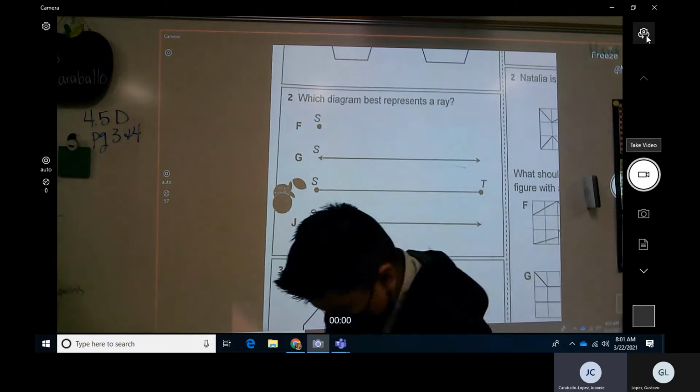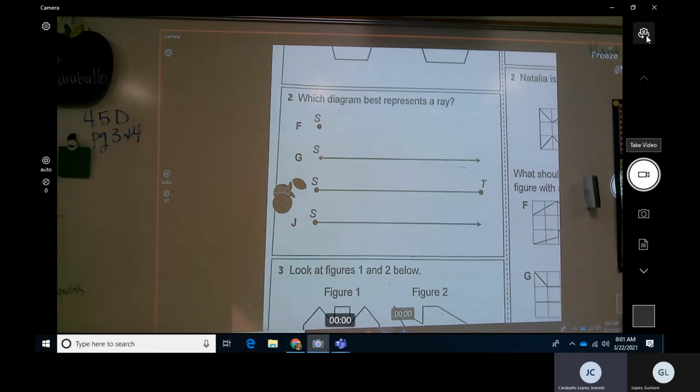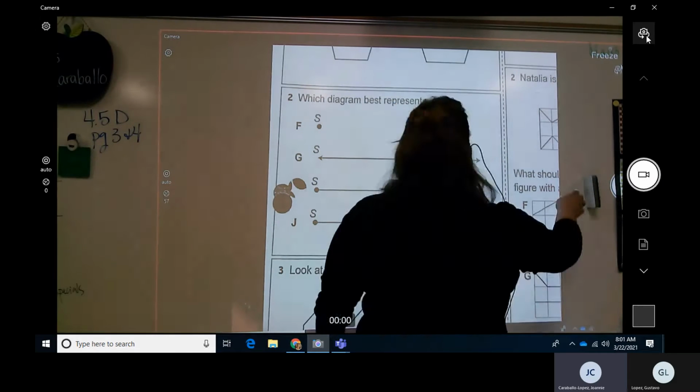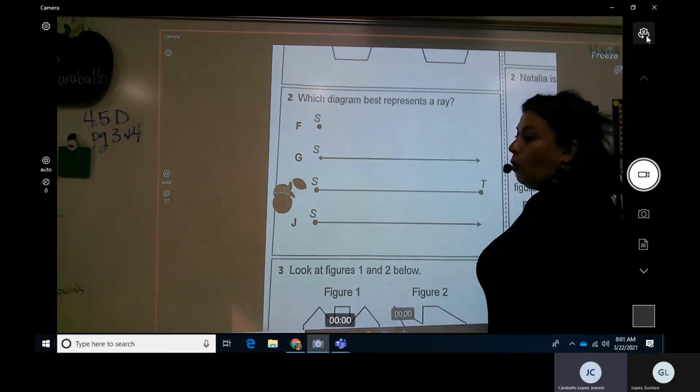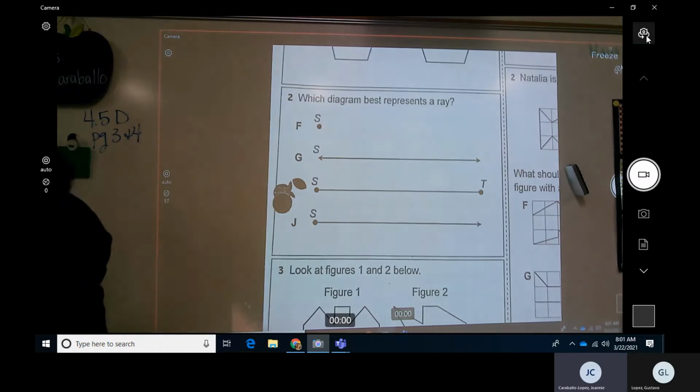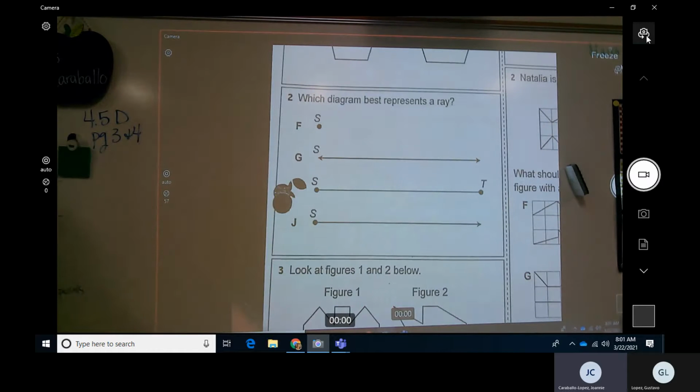All right, so you'll probably need your page from 753, because this is asking you what diagram best represents a ray? So if you look at page 753 in your book, what do you notice? From the page that you ripped out, do you have an example of what a ray looks like? Yes, you do.